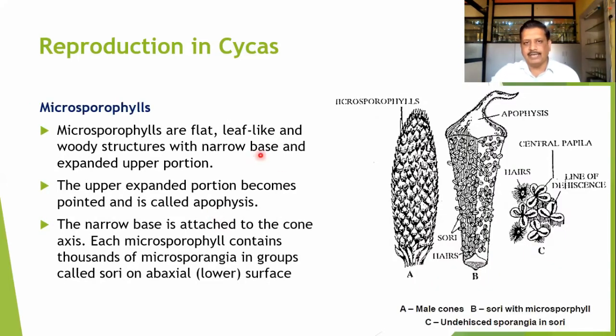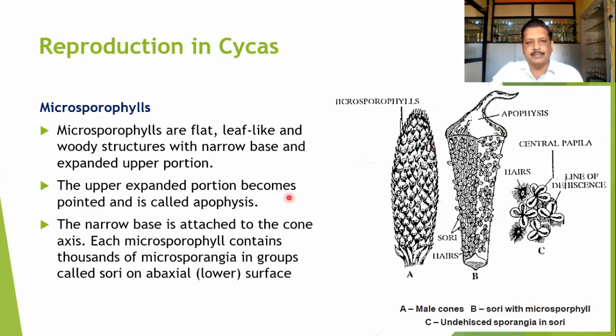Microsporophylls are mostly flat leaf-like structures. Micro means where the microspores are going to be developed, sporo means the spores, and phylls means the leaf-like structures. So these are the microsporophylls. These are normally flat leaf-like, woody structures, with a narrow base and an expanded upper portion. Here you can observe that typical structure: here is the narrow base, and here is the expanded portion. So it is the microsporophyll.